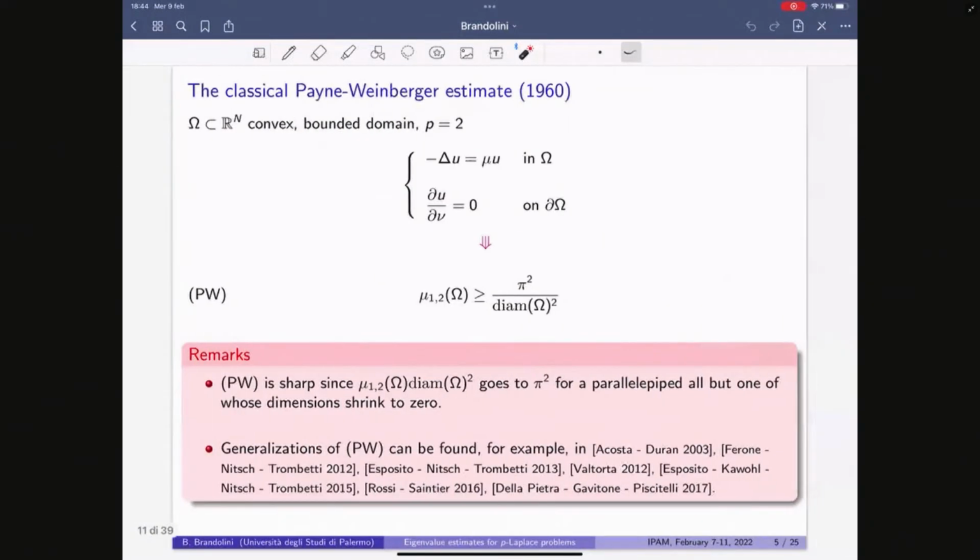If we consider upper bounds, I think that the most celebrated one is due to Payne and Weinberger. They proved in 1960 that if omega is a convex bounded domain, and again we are in the linear case, then the first non-trivial eigenvalue of the Neumann Laplacian is greater or equal than pi square over the diameter of omega to the power 2. The Payne-Weinberger inequality is sharp, since the product between mu1 and the diameter of omega to the power 2 goes to pi square for a parallelepiped all but one of whose dimensions shrink to 0.